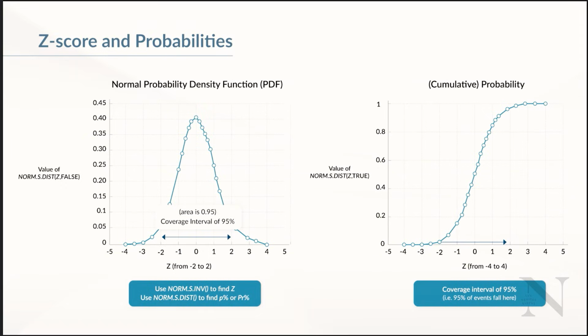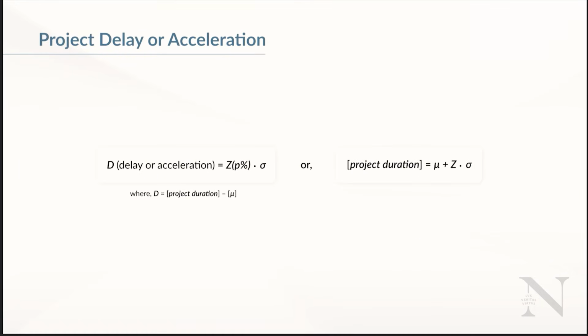Now let's apply this to the duration of the critical path. The project delay or acceleration is equal to the z-score times the standard deviation of the path. If the result D is positive, the project is delayed. If D is negative, the project is ahead of schedule and is accelerated. This relationship translates statistical quantity directly into project performance outcomes.